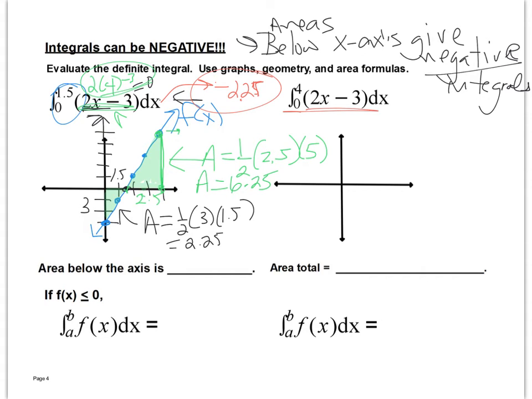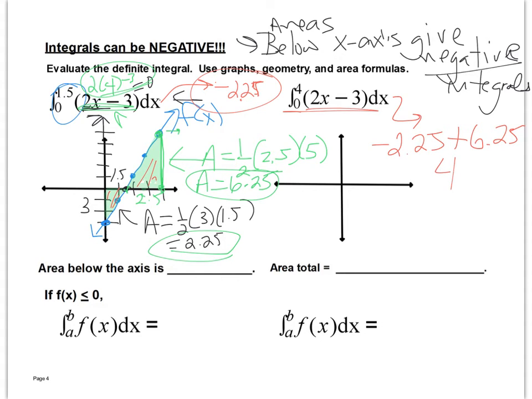So now I have the bottom area is 2.25, but it's negative. The top part's area is 6.25, but its integral is positive. So to get the total integral, you have to take both of those pieces. But remember, the first part is negative, plus the second part is positive. You put those two pieces together just like you find area. Put this part with that part, and you're going to get the total answer.